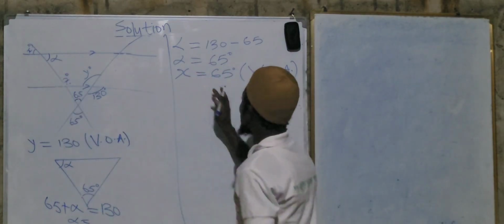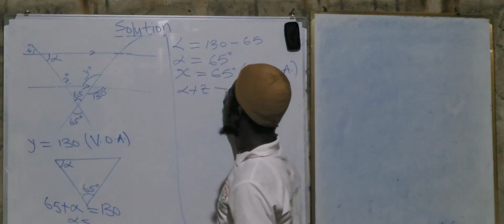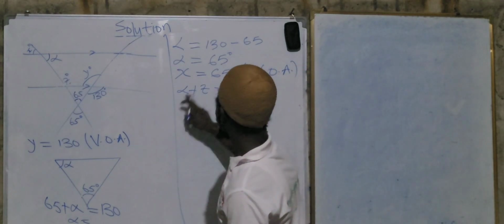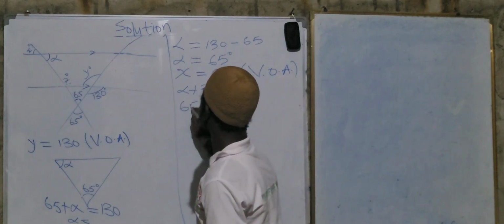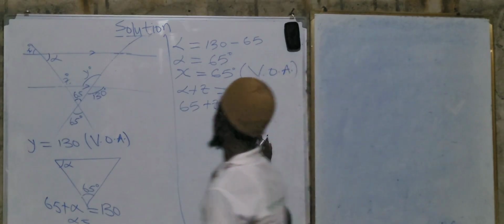Either way. So therefore we have what? We have alpha here plus Z is now equal to what? 180, right? So do you know alpha? Yes, alpha is 65, right? Plus Z here is equal to 180. Are we okay here?